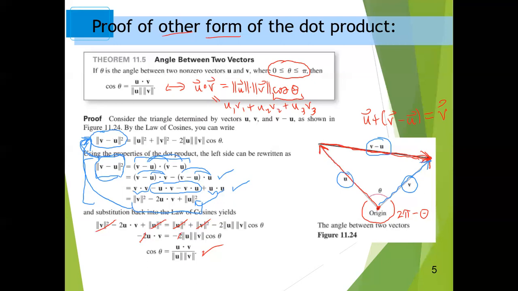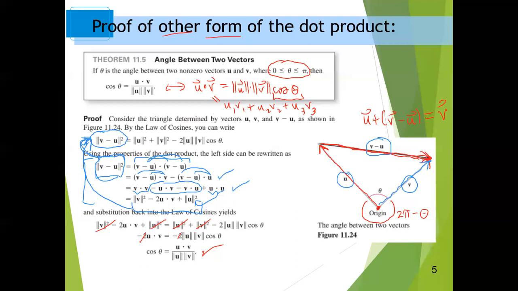What about if the angle is bigger than 90 degrees? What's the cosine of an angle between 90 degrees and 180? Is it positive or negative? Negative. Therefore, the dot product will be negative if the angle is between 90 degrees and 180 degrees. Exactly what we expected, yes? So let me just kind of write this right here.